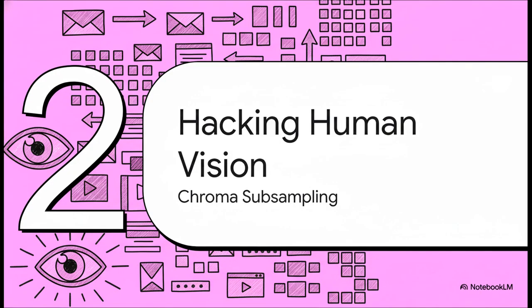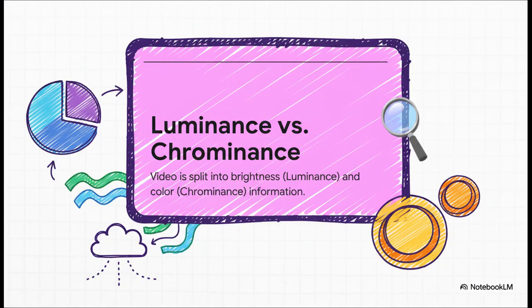All right, so this first big hack is called chroma subsampling. Now that sounds super technical, I know, but the basic idea behind it is actually pretty simple. It's all based on a biological shortcut that our vision takes all the time. So here's what you need to know. Any video signal can be split into two distinct parts. You've got luminance, which is basically all the brightness information. You can think of it as the black and white version of the image. And then you have chrominance, and that's all the color information. Being able to separate these two is the absolute key to the whole trick.